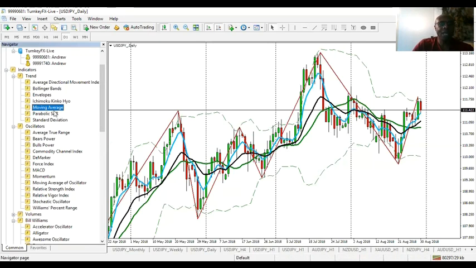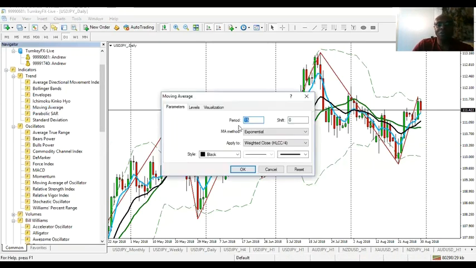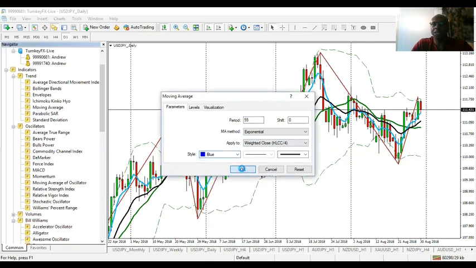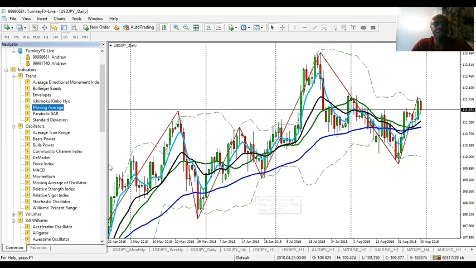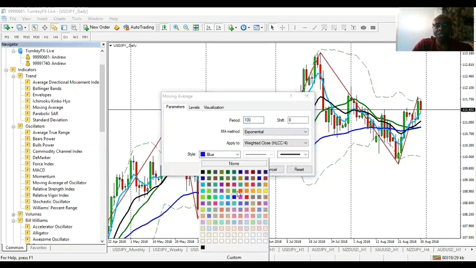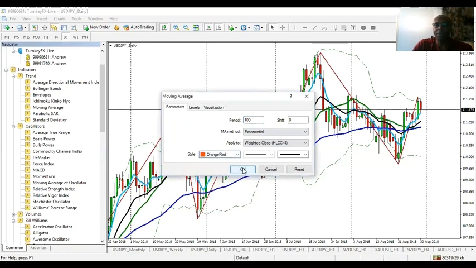So the next moving average we're going to add is the 55 moving average. That's what I use. And I make that blue. Say okay, there you go. The last one I'm going to add is the 100. I'm going to make that orange red.